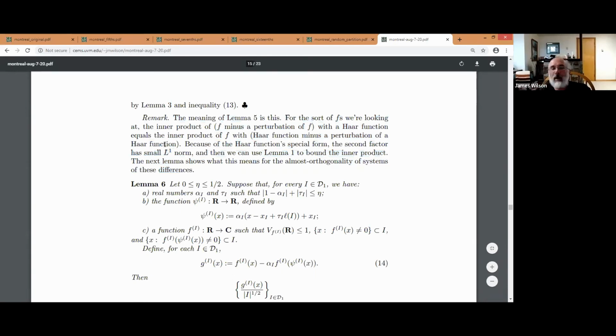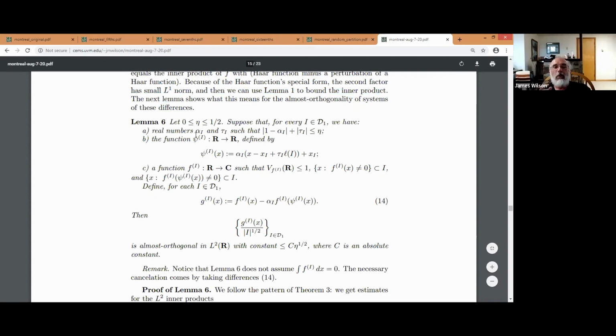So maybe the last thing I'll say here is lemma 6. Suppose you have a whole family of functions indexed over the dyadic intervals. You have numbers alpha_I and tau_I, where the alpha_I are close to 1 and the tau_I are close to 0, functions psi_I, like this perturbing function, and a function f_I that first of all has total variation less than or equal to 1. It's supported inside I, and when you perturb it, with this little change of variable, that's also contained in I. Let g_I be f minus the perturbation. Then it turns out that this family of functions will be almost orthogonal in L2 of R, and its constant will be no bigger than something times eta to the 1/2.